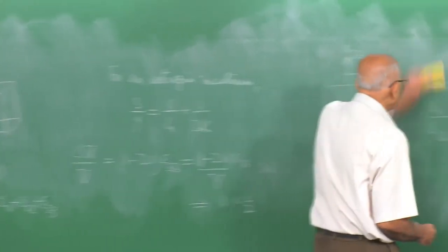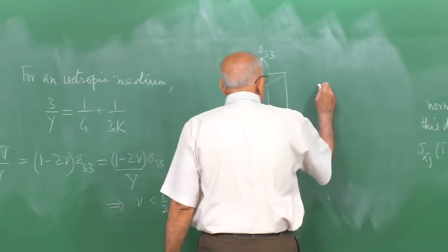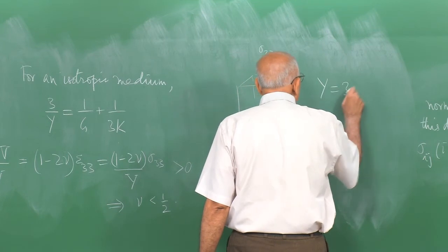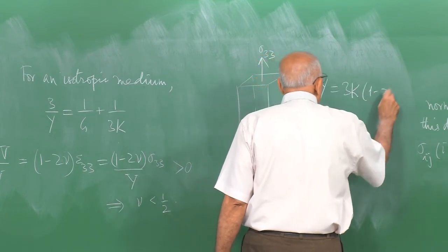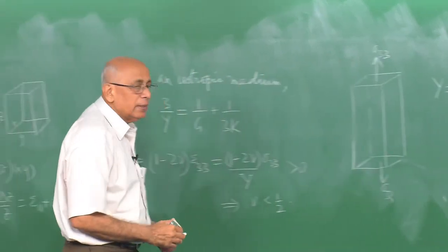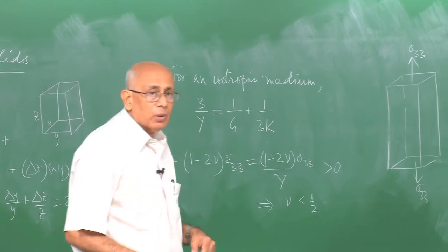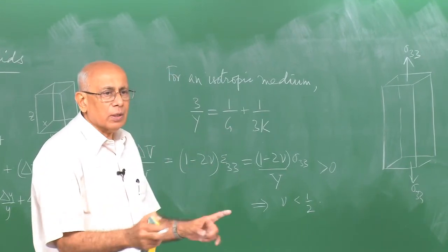And in fact there's a relation which tells you the following. We can prove, just by extending this a little bit, that y can be written as 3k times 1 minus 2 nu. So there's a fundamental relation between Young's modulus, the Poisson ratio, and the bulk modulus. As I said, there are only 2 of these constants which are independent.